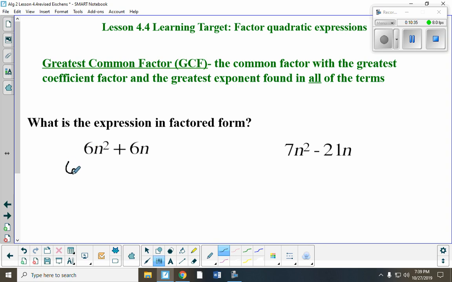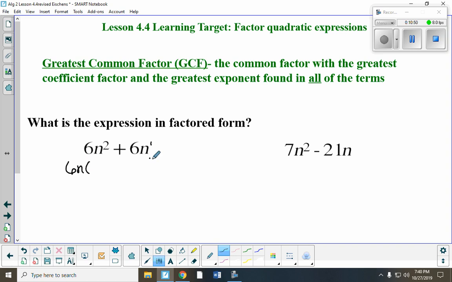We're going to factor that out front, and we want to look at what is the highest exponent that is found in both of them. Well, the exponent here is just a 1, and so that's the highest exponent found in this one, so that's what we're going to use.